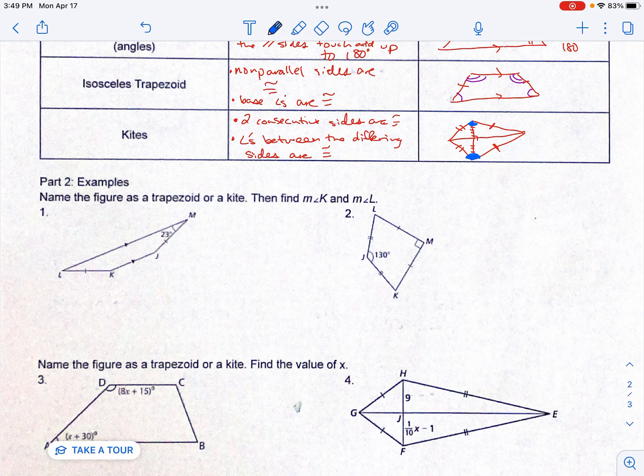Looking at number 1, right here, I see the arrows. So this is going to be a trapezoid. Angle M is 23, which means that angle L here is also 23. Now angle K and angle J, those are congruent. So I know that those are the same measure. And I know that consecutive angles add up to 180 there. So I've got angle J plus 23 degrees equals 180. So I'm going to subtract off that 23. And angle J is 157.